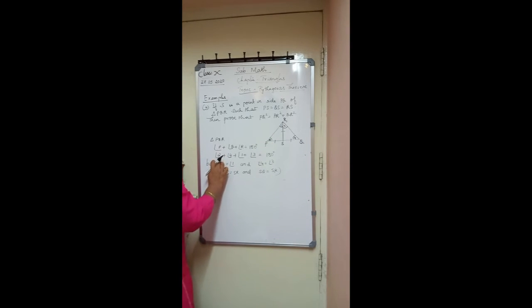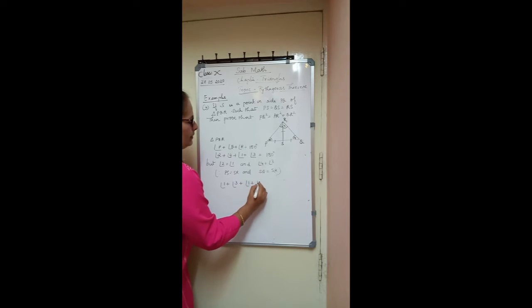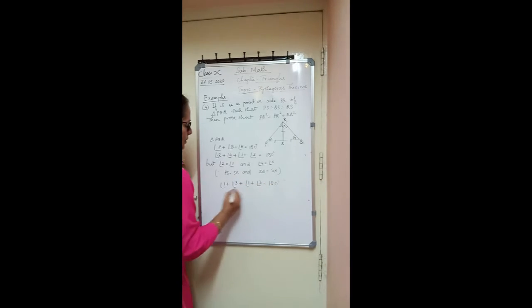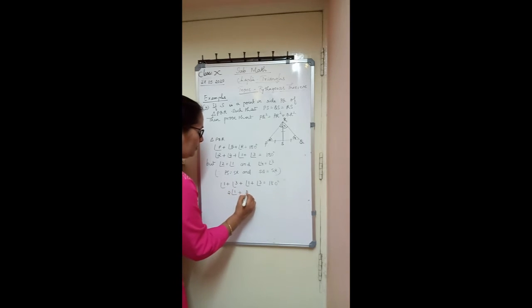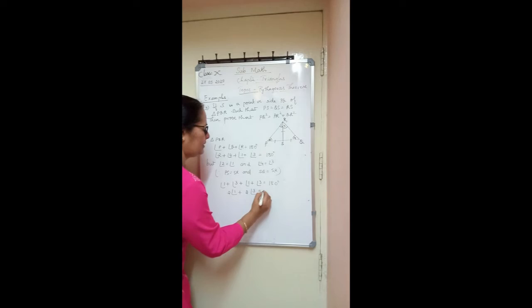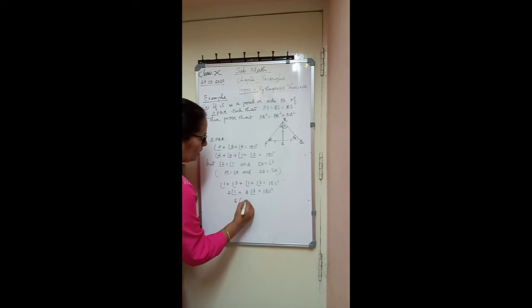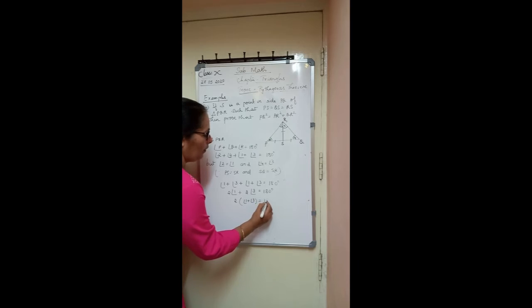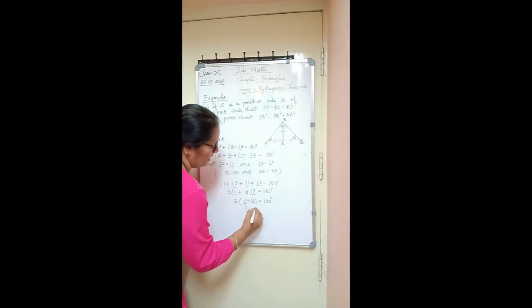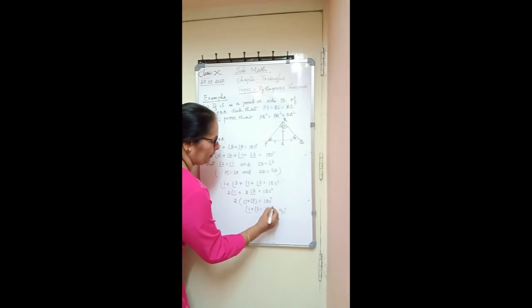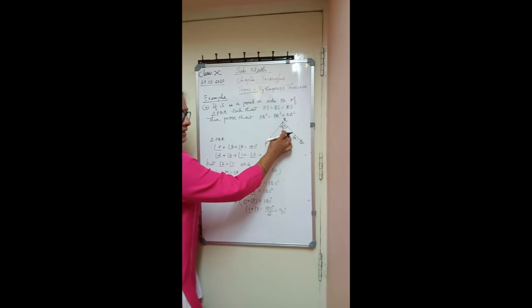Now angle 2 is equal to angle 1, and angle 4 is equal to angle 3. So 2 angles of 1 plus 2 angles of 3 equals 180 degrees. That is, 2 times angle 1 plus 3 is equal to 180 degrees. So angle 1 plus angle 3 equals 180 by 2, 90 degrees.